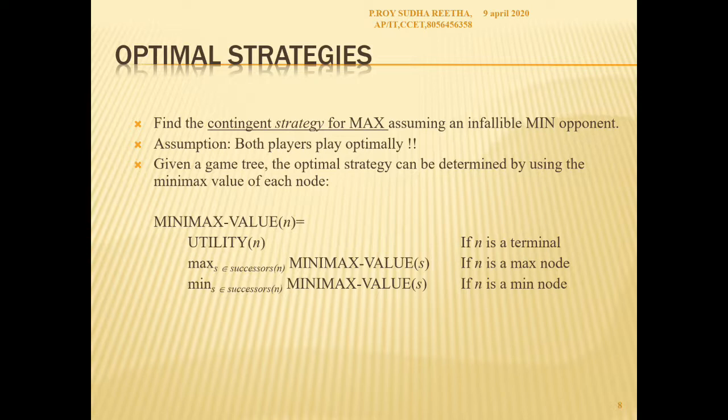And here, we need to check whether both the players play optimally, and we need to draw the optimal strategy by using the minimax value of each node. The minimax value is based on the utility value of the node. For a max node, we take the max of the minimax values of the successors, and the min value is also defined by the minimax value of the successors if a node is a min node.